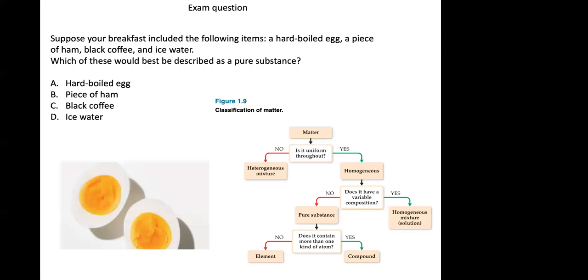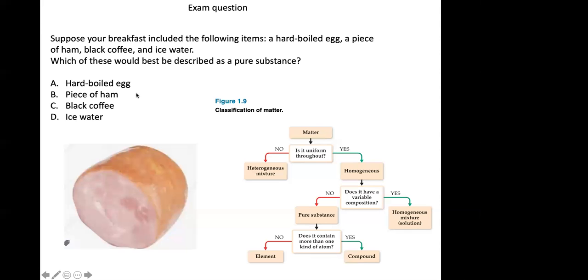Now, what you're going to find within the e-text, this figure right here, is a useful way to step through and figure out how to classify something, this flow chart. So if I were to start with a hard-boiled egg, is it matter? Sure. Is it uniform throughout? It is not. Look, I've got different regions for the egg. It's not all exactly the same. It's a heterogeneous mixture. How about a piece of ham? Look at the flow chart here and see if you can analyze that. Is it matter? Yeah, a piece of ham is matter. Is it uniform throughout? No, I see different regions, different things going on. I'd say piece of ham, heterogeneous mixture.